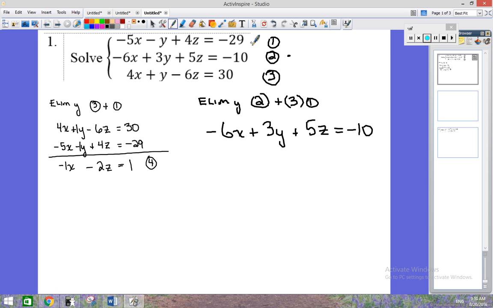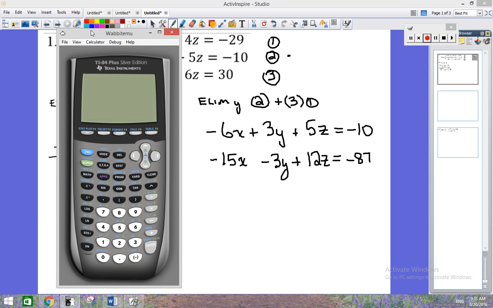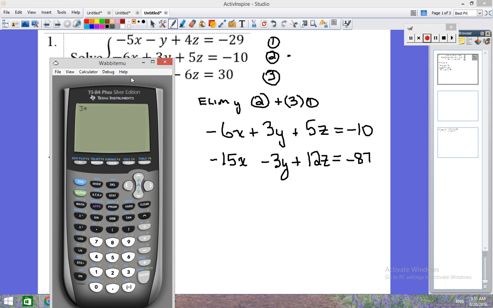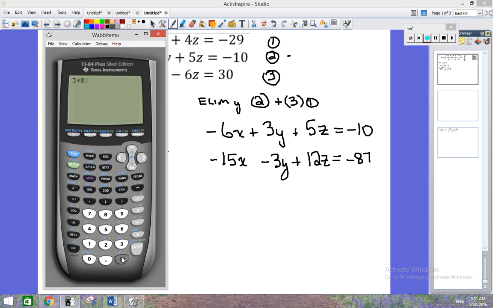then for equation 1, I'm going to multiply everything by 3. So I've got a negative 15, negative 3y that I wanted, and I'm multiplying by 3 at 12. And at a negative 87, I better check myself. Where's my calculator? I love this calculator. So, turn it on. 3 times my equation 1, my negative 29. Negative 87. Okay.